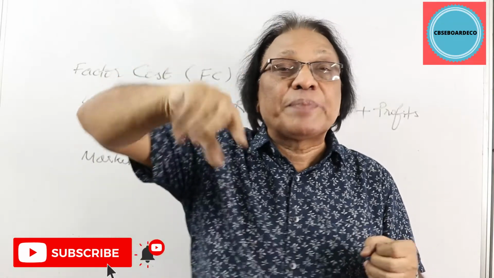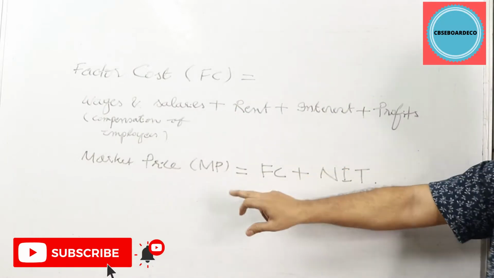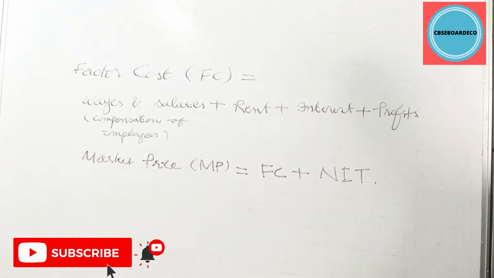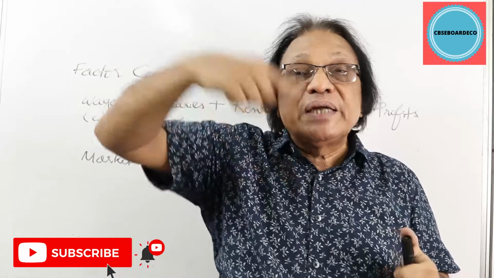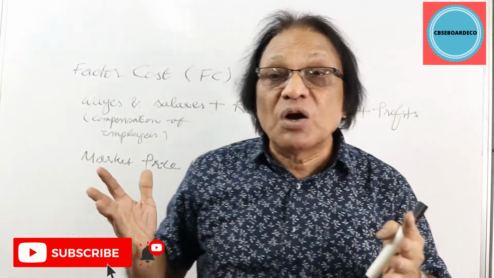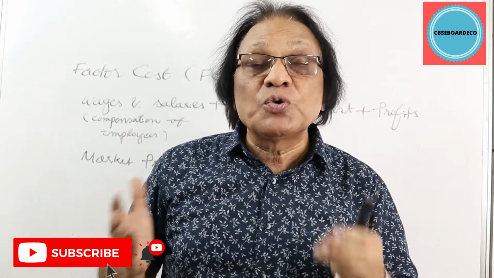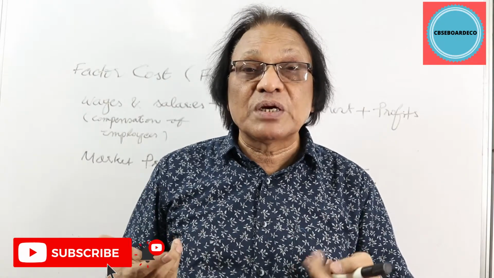What exactly is market price? You can see it here. Market price is equal to factor cost FC plus NIT. Market price is equal to factor cost. So to the factor cost, you add indirect taxes. And if the government has given you subsidies, you subtract them, you get the market price of the commodity.